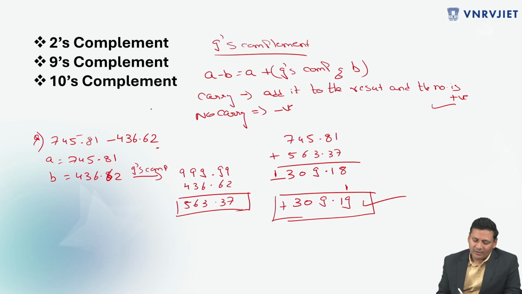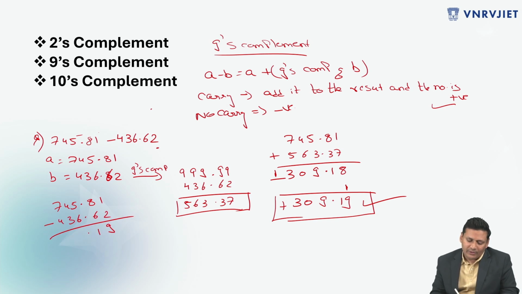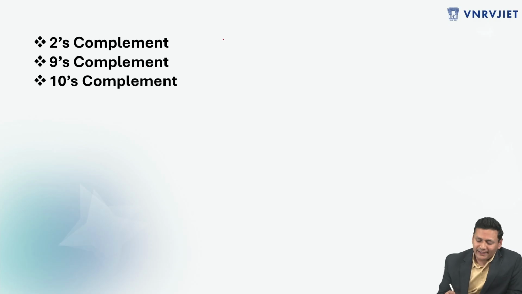Let us verify whether the answer is correct or not. What was the problem? 745.81 minus 436.62. So it is 309.19, right? So we got both the answers the same. Clear? So this is how we can do it using nines complement. Now let us take the second example.